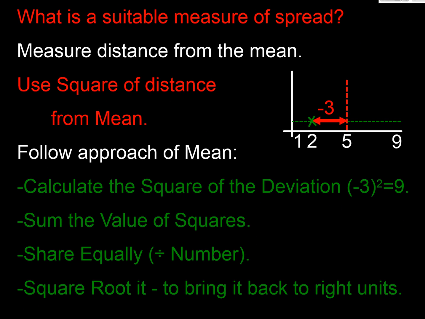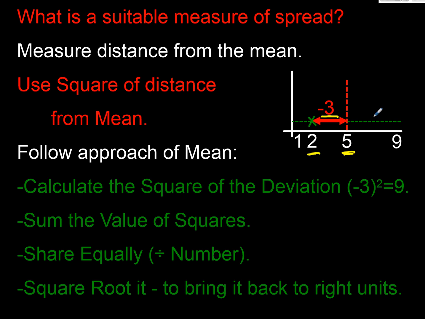Let's have a look at an example. We're particularly interested here in one of our sticks that was 2 centimeters long. We know our mean was 5. So what we were interested in is measuring the distance it is away from our mean. In this case, it's -3 from our mean.